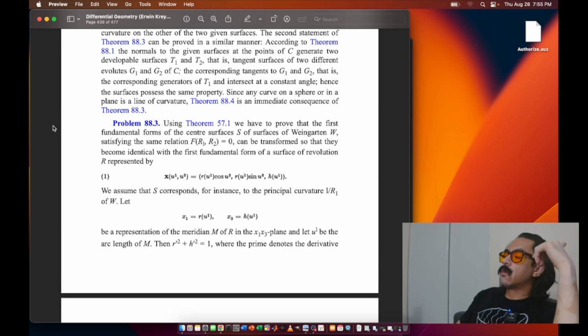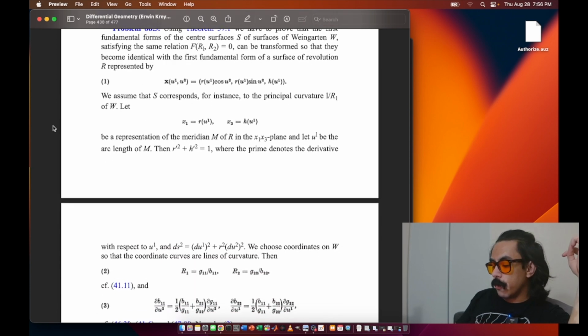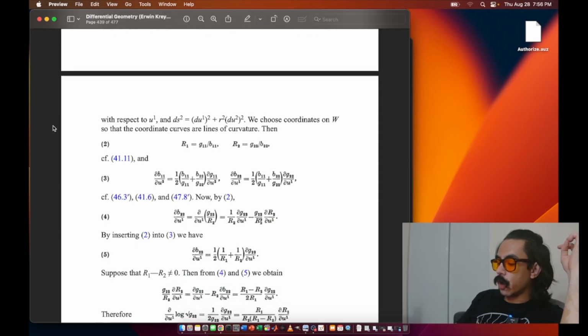We assume that S corresponds, for instance, to the principal curvature 1 over R1 of the surface of Weingarten, W. Let x sub 1 equal r of u1 and let x sub 3 equal h of u1 be a representation of the meridian M of R in the x1, x3 plane, and let u1 be the arc length of M. Let r prime squared plus h prime squared equal 1, where the prime denotes the derivative with respect to u1, and ds squared equal du1 squared plus r squared times du2 squared. We choose coordinates on W so that the coordinate curves are lines of curvature.